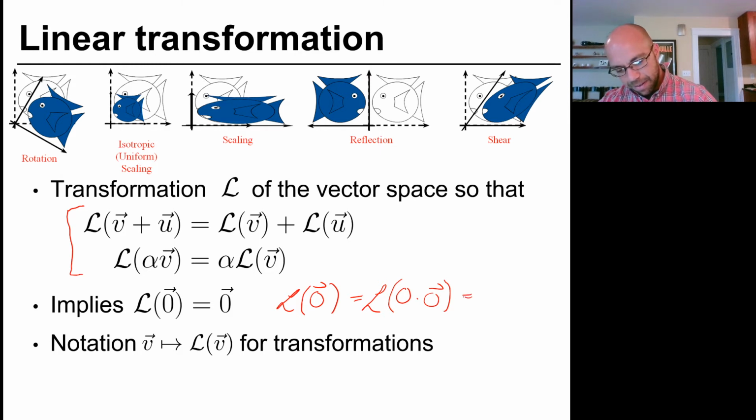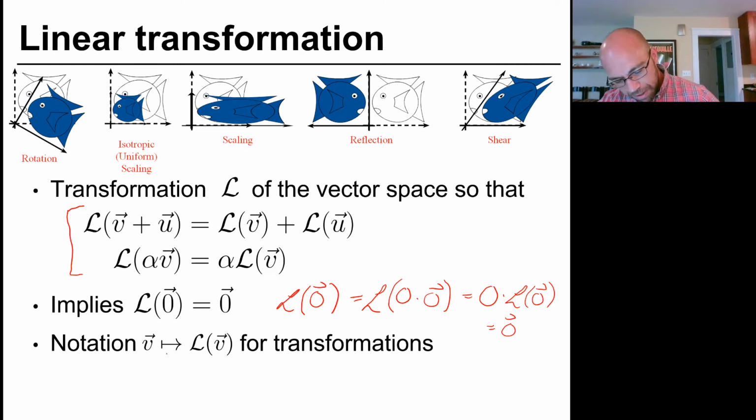Well, by the second property, that's the same thing as 0 times L of the 0 vector. But anything times 0 is the 0 vector. This proof kind of looks vacuous, and that's because it is. But it's kind of nice to know that you can get this property from the 2 properties on this slide.